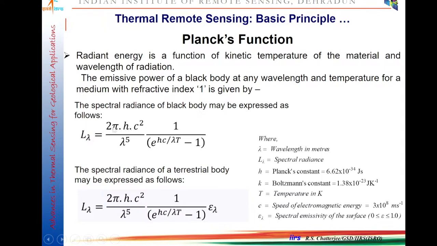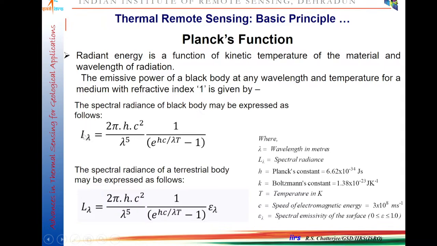So this is the spectral radiance, and it is related to what? It is related to 2 pi. Yesterday was Pi Day, isn't it? It is a constant, 3.14. Then h is Planck's constant, and c is the speed of electromagnetic radiation. So these values are known to us. Then what is a variable? Lambda, where this radiation takes place. And what else? The temperature. What is the temperature of the object?